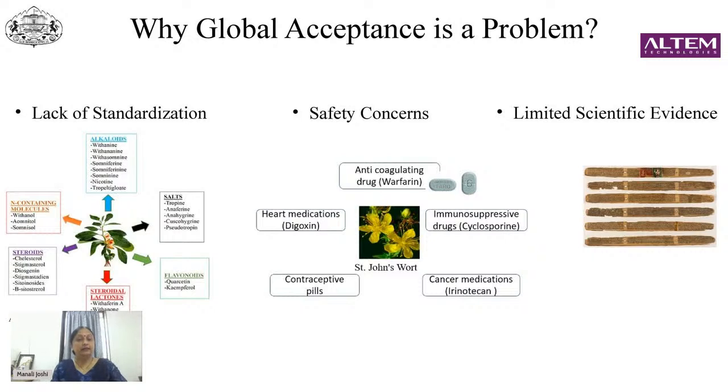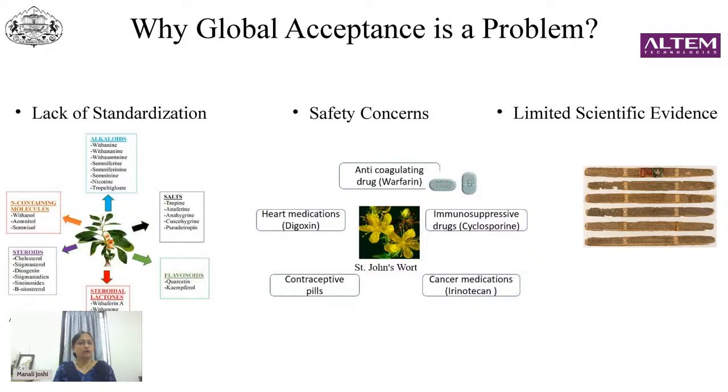Now the WHO recognizes that this is there to stay. Traditional medicines are there to stay. In fact, a lot of countries are using so many of these as herbal supplements. So, why is this still complementary? Why is global acceptance still a problem? And why do we need to work on this?